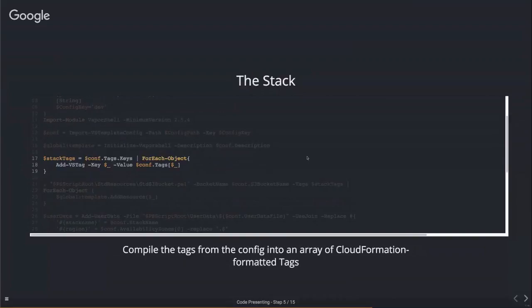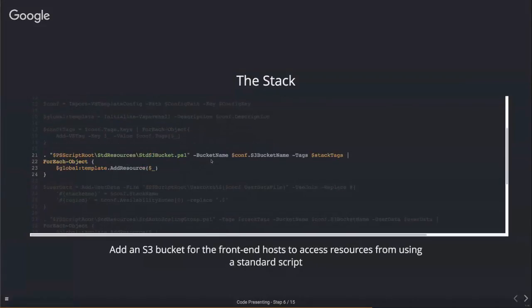Within our config, we have a hash table of tags, basically tag keys with their appropriate values. CloudFormation has a specific tag format. It's basically an array of objects with a key, the value for that key, and then the value for the tag, and so on.